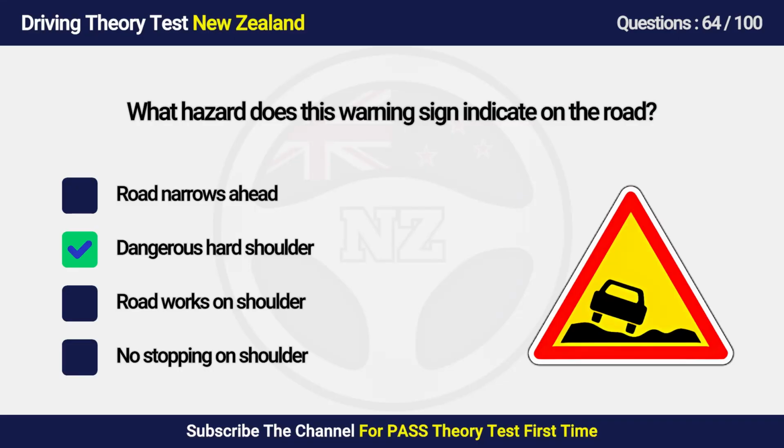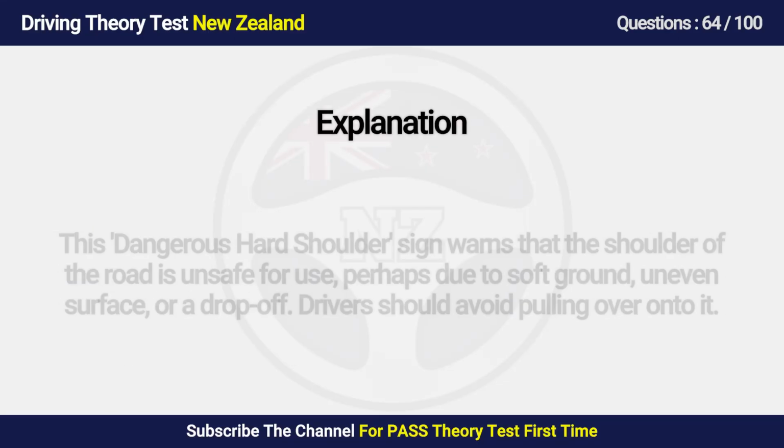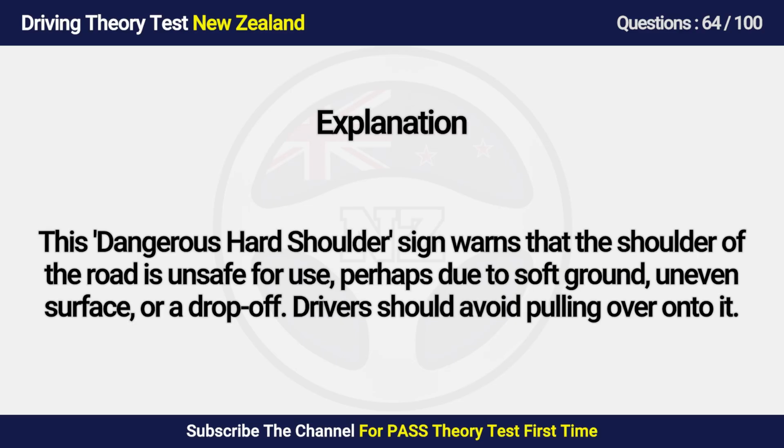Answer is B. Dangerous hard shoulder. This dangerous hard shoulder sign warns that the shoulder of the road is unsafe for use, perhaps due to soft ground, uneven surface, or a drop-off. Drivers should avoid pulling over onto it.